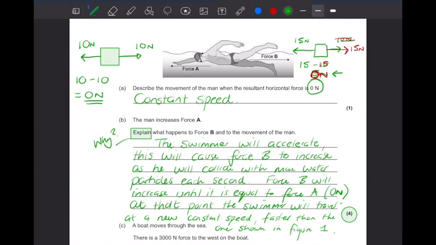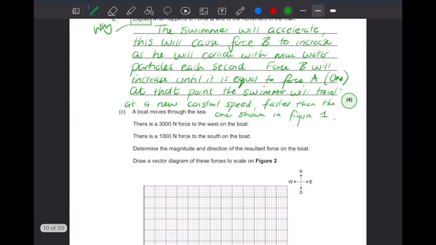And at that point, the swimmer will have a new constant speed, again talking about the movement, and this new constant speed is faster than the previous one, the one that is shown in the diagram, which is called figure 1. Yeah, I think that very much should get us all 4 marks there.